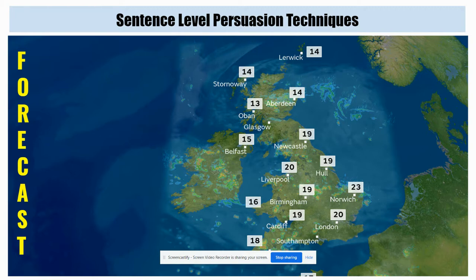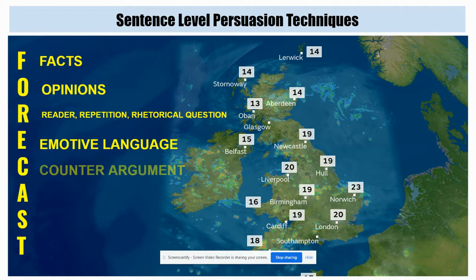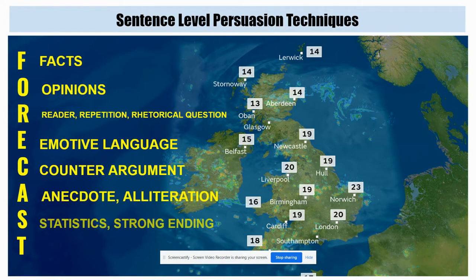So you'll have seen this before. A good way to remember some of those features is FORECAST. So we've got facts, opinions. There's 3 of them: reader, repetition, and rhetorical questions. We've got emotive language, counter argument, anecdotes and alliteration for A, statistics and a strong ending, and triples. So that's a really good acronym to remember types of sentences to include. We don't want to be really rigid and just focus on those, but it's a good way in to start looking at how they're used in speeches.